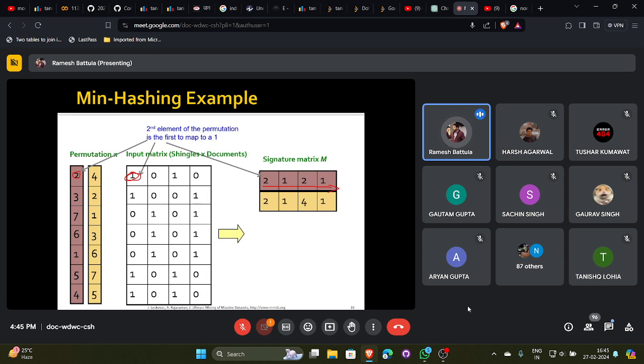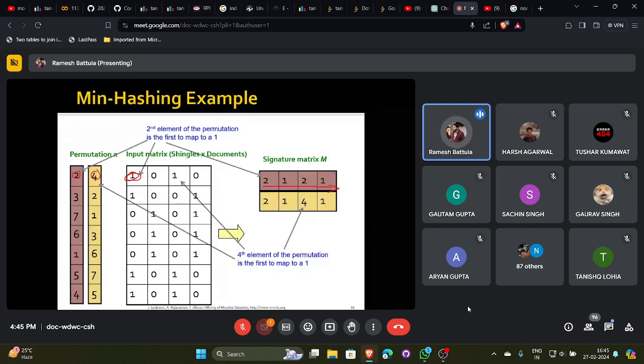So now what happens for the next permutation? The next permutation we are performing is 4, 2, 1, 3, 6, and so on. You will understand the signature here. This is the fourth element, the first value. And here in the Boolean matrix, the next one is going to be column 3. The fourth element of the permutation is the first to map to a 1, that is going to be this one. That means here we have 2, 1, 2, 1 previously, and now it is going to be 2, 1, 4, 1.